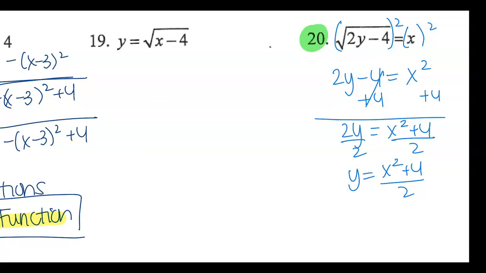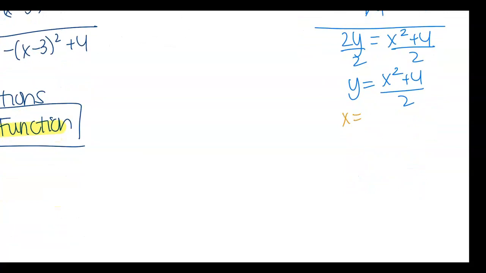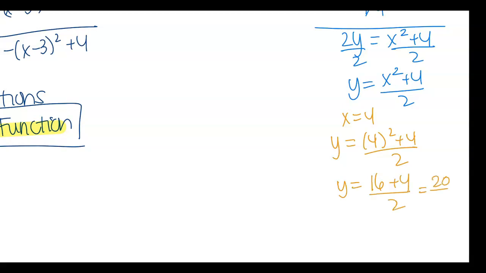Okay, so that's my equation solved for y. Now I need to check to see if x equals 4 is going to be a solution, and if it's really just going to be one solution. So y will equal 4 squared plus 4, all over 2. 4 squared is 16. And when I add 16 and 4, that's going to give me 20 over 2. 20 over 2 just simplifies to 10. So is this a function? Well, it only gave me one y value. So this is a function.